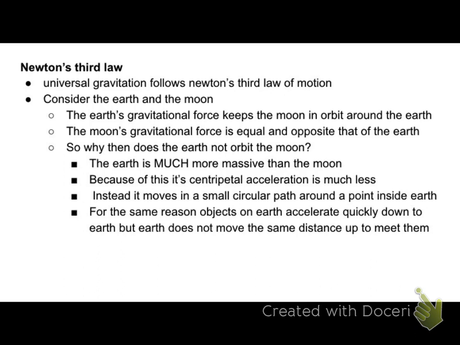For the same reason, when you drop objects on Earth, they accelerate quickly down to the Earth, but the Earth doesn't move the same distance up to meet them. So, when I jump, the Earth pulls on me to come back down, and I simultaneously pull on the Earth with an equal and opposite force, but that force does next to nothing to the Earth's mass, whereas it rapidly moves my mass back downward. So, same basic principle.